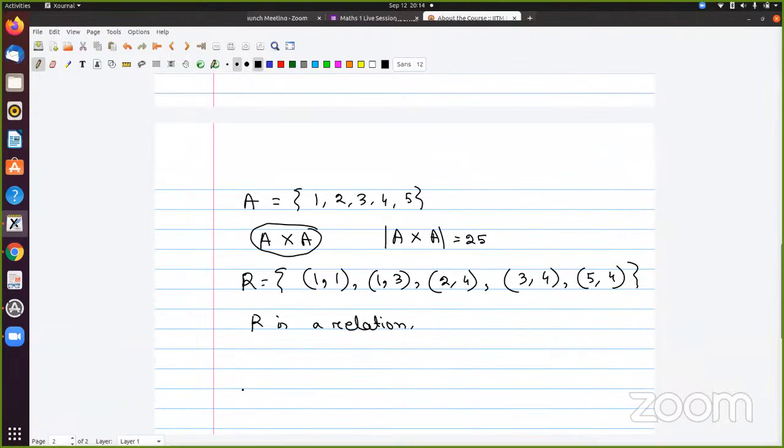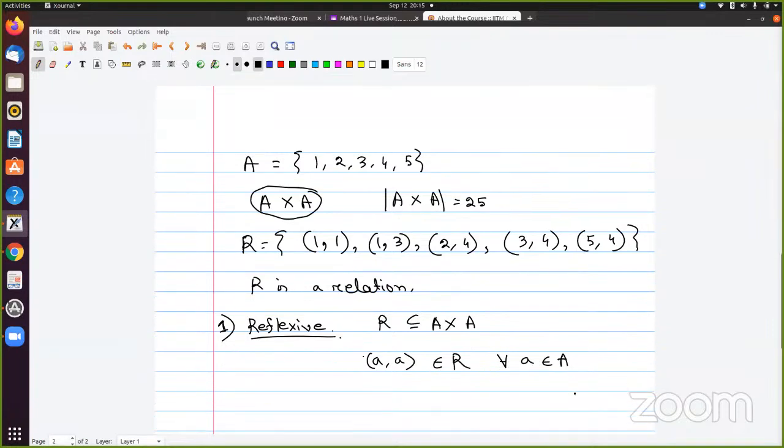Now, there are 3 types of relation basically. First is reflexive. What is reflexive? It was identity, sir. Not exactly identity, but suppose R is a subset of A cross A, then all these (a, a) should be inside R for all a belonging to A.